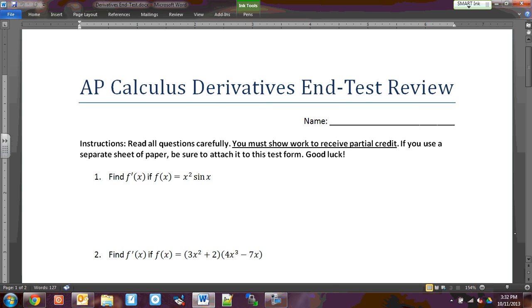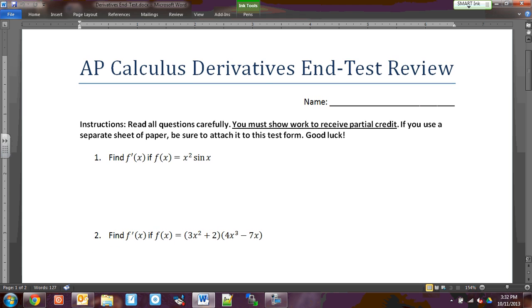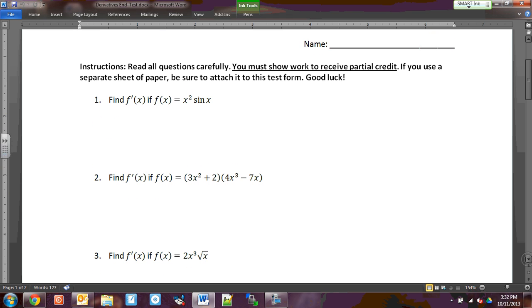Alright guys, here's your derivative end test review. It's the worksheet I gave you today in class.